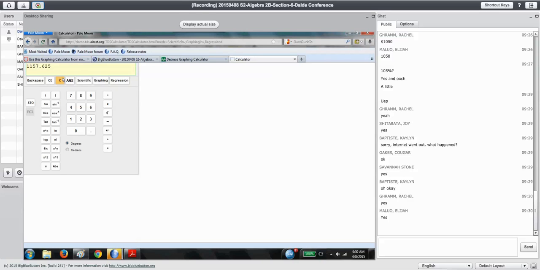The way I got to this number is I said, okay, what is it? 1,000 times 1.05. And then I multiplied that by 1.05. And then I multiplied that by 1.05. I could have gotten to that number this way: 1,000 times 1.05, times 1.05, times 1.05. Agreed?